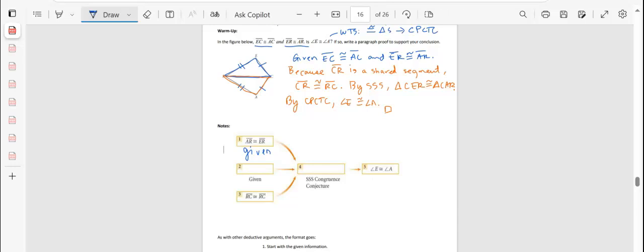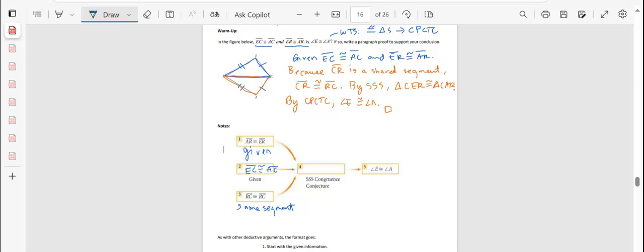Our next box, notice the reason is given. What is our other given statement that we didn't talk about? Well, we didn't talk about that EC is congruent to AC. That was our other given piece. Segment EC is congruent to segment AC. And then our final given statement is segment RC is congruent to itself. And again, you can just say same segment. You can say shared side. You can say reflexive property.